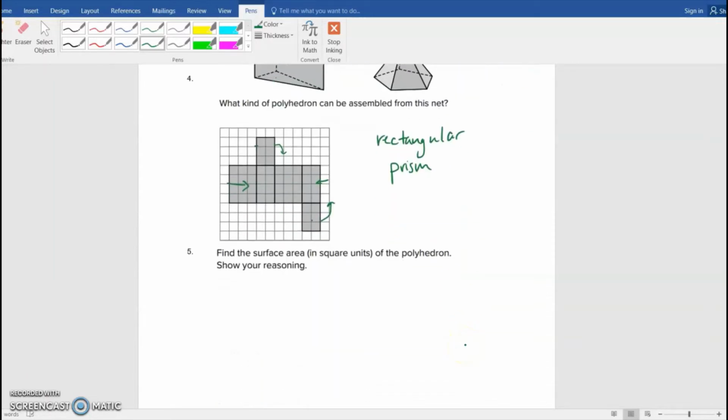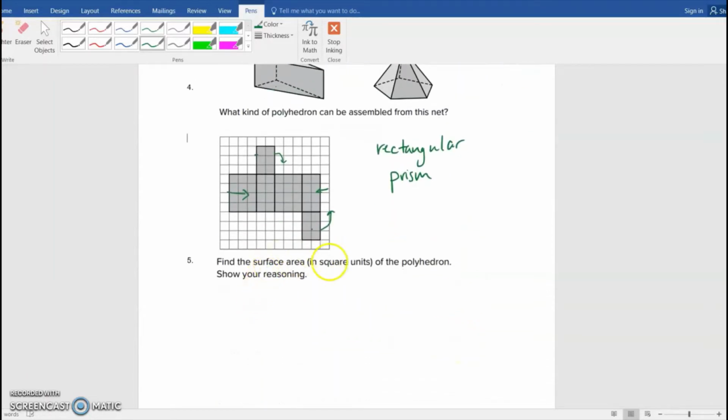Number 5 says find the surface area in square units of the polyhedron. So we're trying to find the surface area now of that shape. The key there is being able to find the area of each one of those and then adding them together. So when I do that, the top and bottom looks like it's 1, 2, 3, 4, 5, 6. This one would match, so 6 and 6 is 12.